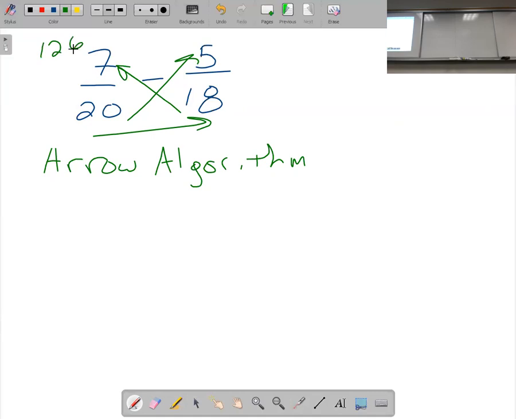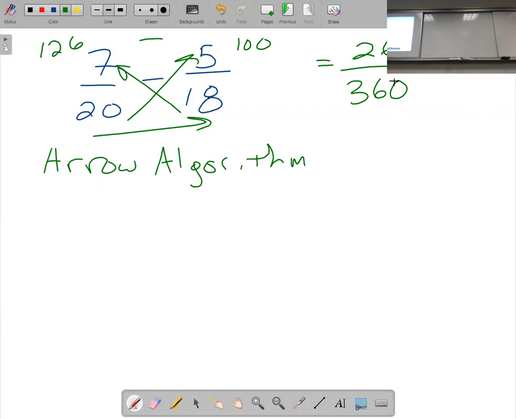20 times 5 is 100. So that means I have 126 minus 100. And I'm in the habit of rewriting the addition or subtraction symbol so I don't forget and actually subtract when I should add or add when I should subtract. So I recommend that. So 126 minus 100 is going to give me 26, out of 20 times 18, which is 360.